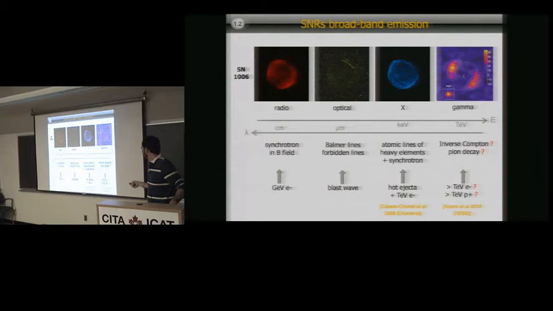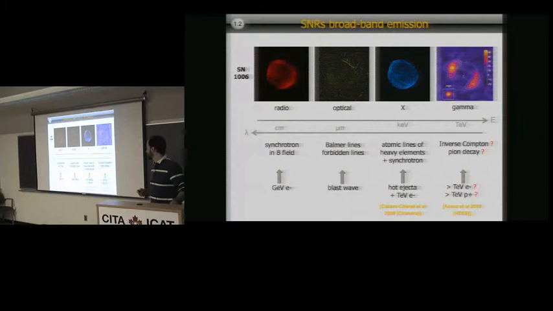But my point is that, in between you see the thermal plasma, which shines mostly in X-rays because it's very hot. And my point is, if acceleration is as efficient as we believe, then it should impact the evolution of the remnant itself. So you should also have signatures here. Sometimes in the optical you can still see Balmer lines, which is useful but not always seen.